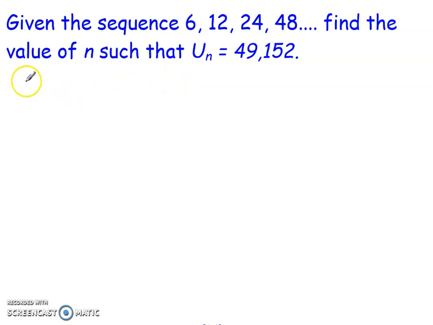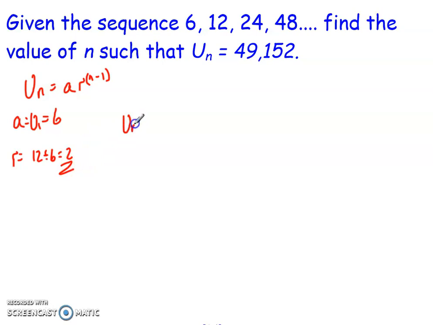Well, the first things we need to figure out for our UN, as we've done in all the previous examples, is find out what A is and find out what R is. Well, I know that A is equal to my first term U1, which in this case is given by 6, and my R is given by the ratio of two consecutive terms. Pick any two you want, as we showed earlier on. I'm going to stick with 12 divided by 6, which is equal to 2.